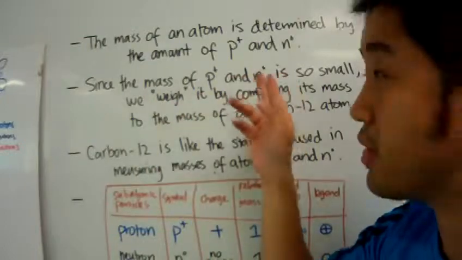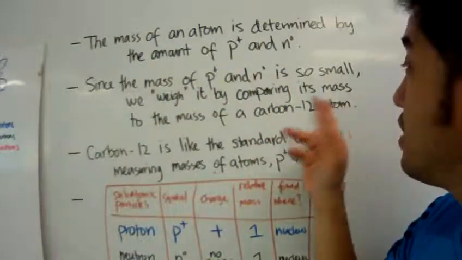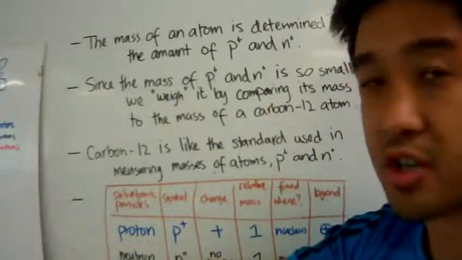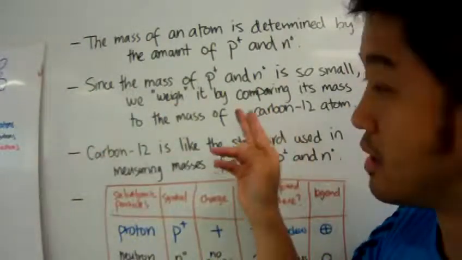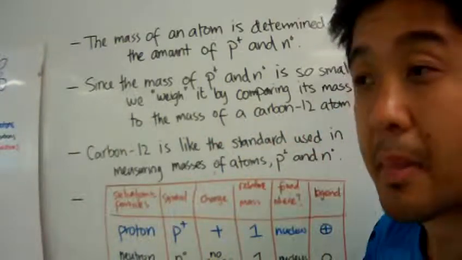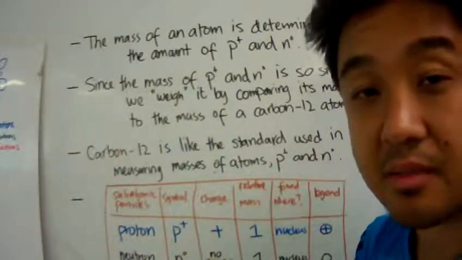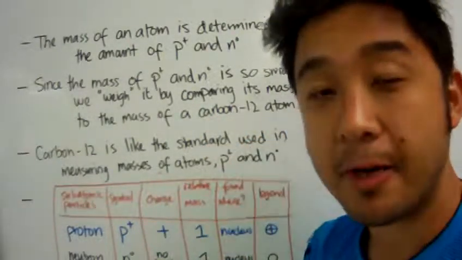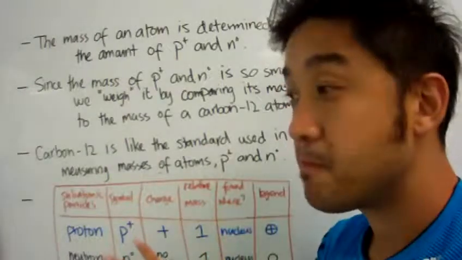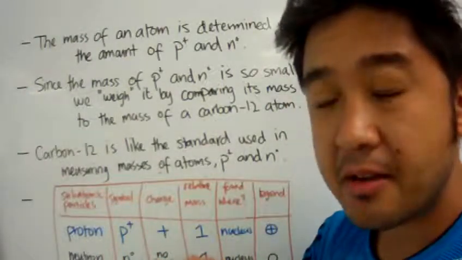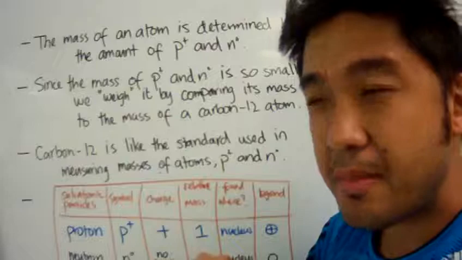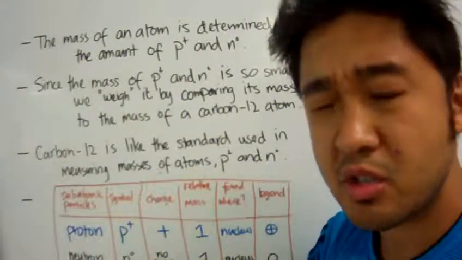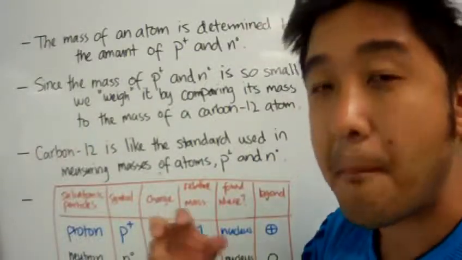Since the mass of the protons and neutrons is so small, these mass spectrometers determine the mass of the protons and neutrons by comparing it with a standard. And this standard is the carbon-12 atom. Alright? The carbon-12 atom is basically a baseline that the mass of all the other atoms and also the subatomic particles, protons and neutrons and electrons, are compared to.